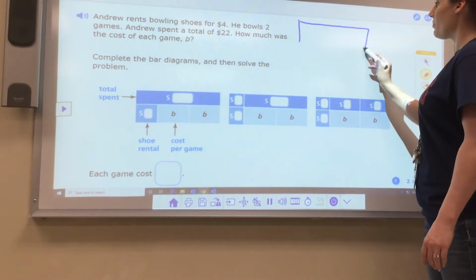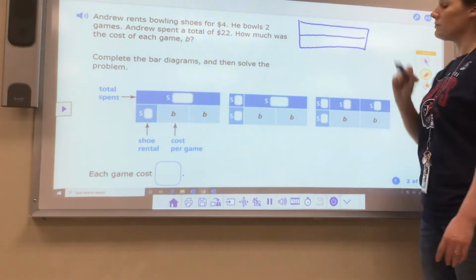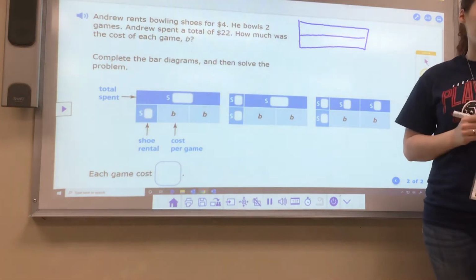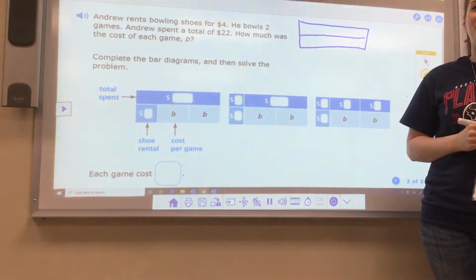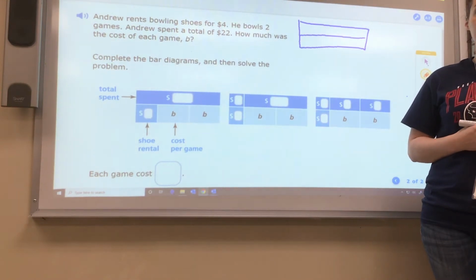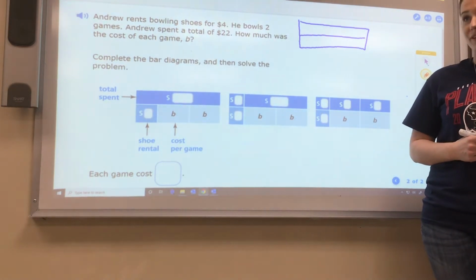So if we sketch a bar diagram, which you don't have to do for all of these. Oh, wait. Do you need to write some information down first? Okay. Go ahead and write some information down. What do you need to write down? He pays $4 and goes to. Yep. You can write the whole thing if you want to write the whole thing.